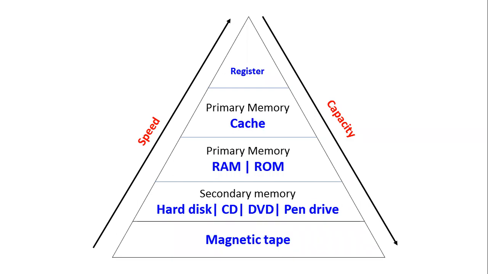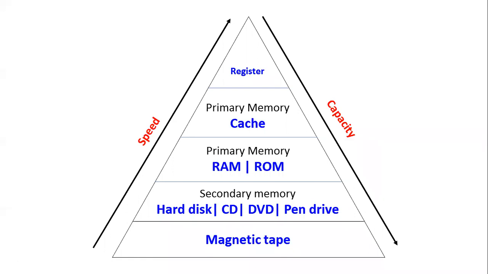Then the third, fourth and fifth layers are primary memories. This primary memory is available for computer use. According to this diagram, the memory in the lower part has low speed, and speed increases upward. That means the hard disk speed is higher than the magnetic tape. Hard disk, CD, DVD, pen drive: their speed is higher than magnetic tape. Then primary memory speed is more. The highest speed is with the registers.